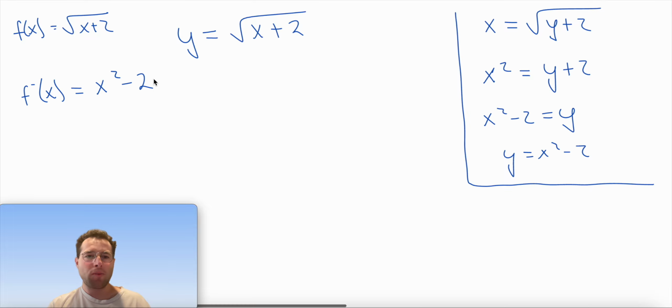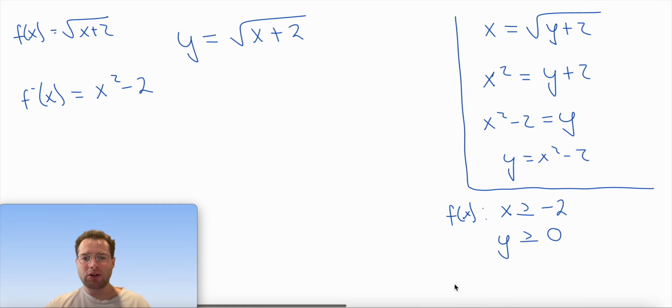Now let's consider the domain and ranges here. So the domain of our original function, f of x, well, we can't have any values in the square root that are less than 0. And so the smallest value that x can be is going to be negative 2, because negative 2 plus 2 will be 0. So x must be greater than or equal to negative 2. And y, of course, must be greater than or equal to 0.